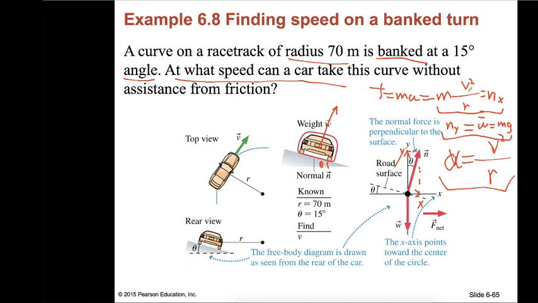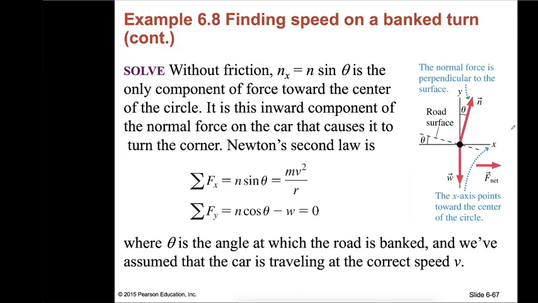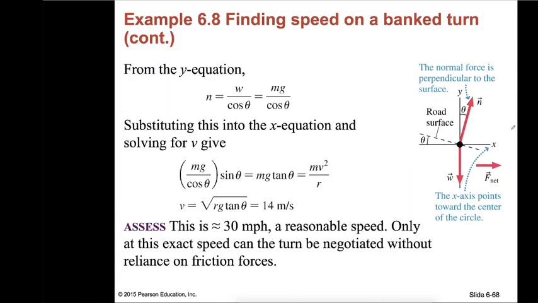And then if you know this value over that value is tangent 15 degrees, you can calculate the v, because you know r, you know m, you know g, and you know the ratio between mv squared over r and mg is tangent 15, so you can calculate it, which is shown here. So finally you can calculate v equals the square root of rg tangent 15 degrees, which is 14 meters per second.